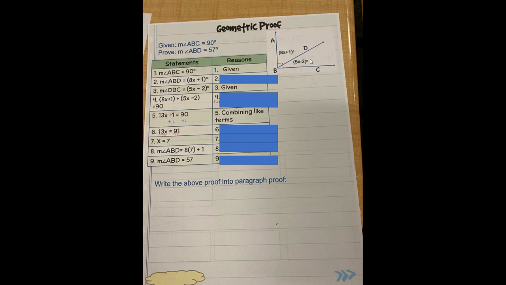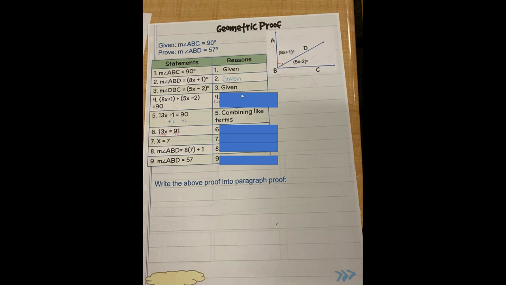Like I said before, the first statements you're putting into your two-column proofs are going to be the ones that are given to us. So we were given ABC equals 90. Reason: given. We were also given the measure of ABD, and again, it's just given. And DBC, again, that was all given to us. So even if it's something that's in picture form, we're still going to put this in our proof.